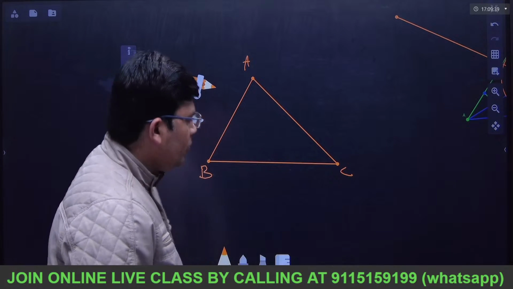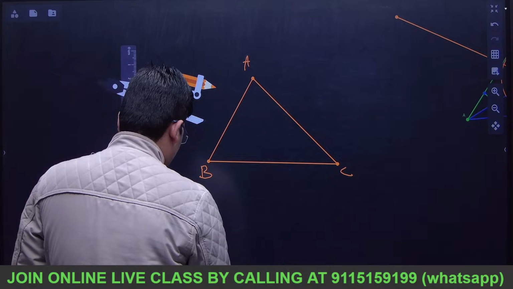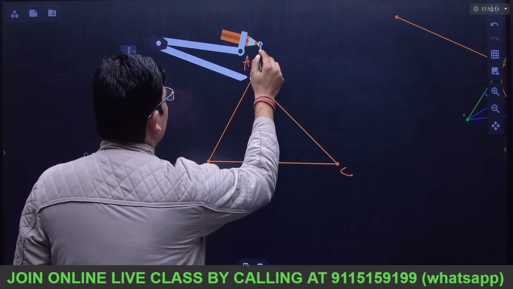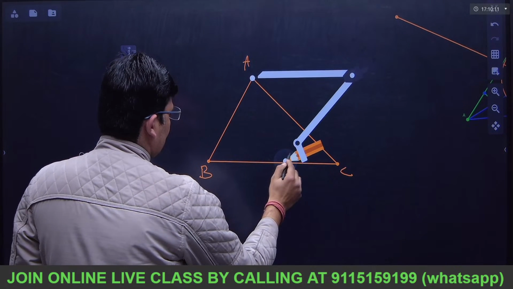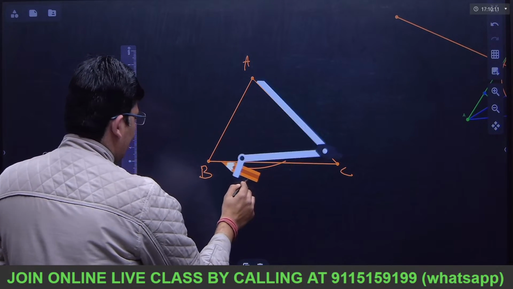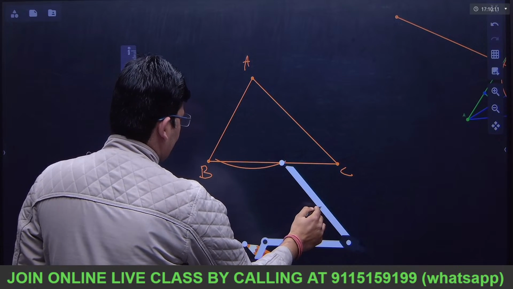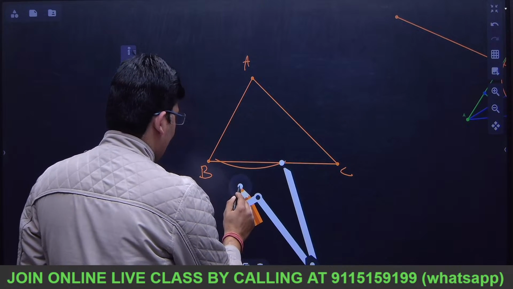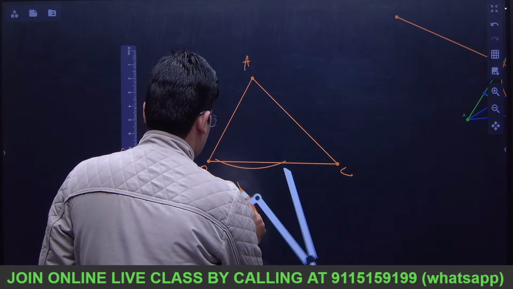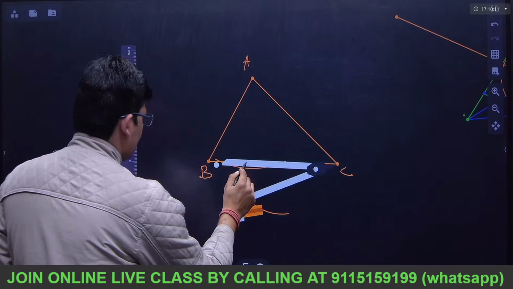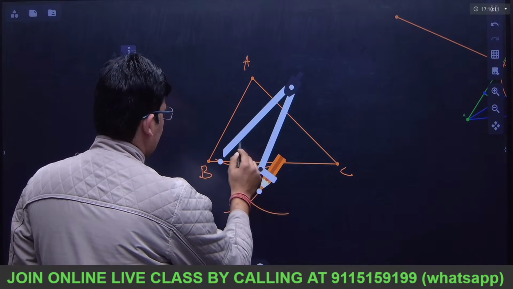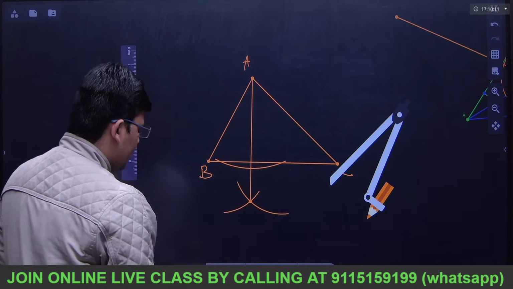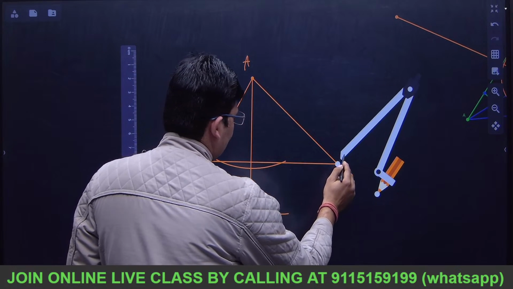So now what I am going to do is draw a perpendicular from this vertex on this line. To do that, what we can do is, I am drawing a semicircular arc. So it is cutting at these two points. With this I am taking more than half of it. So I will cut this and again I am going to cut this. So when I join this, that is the perpendicular line.